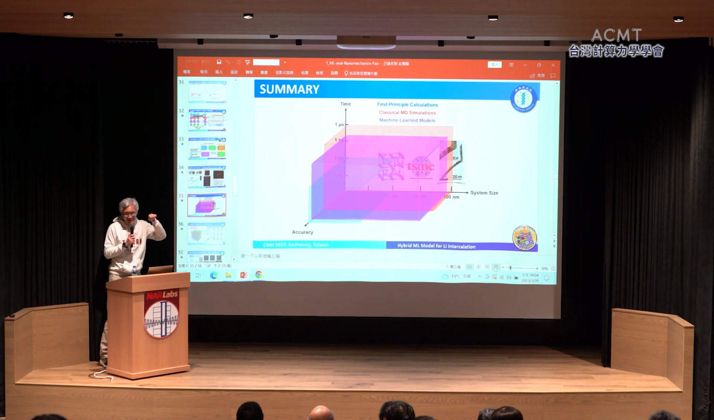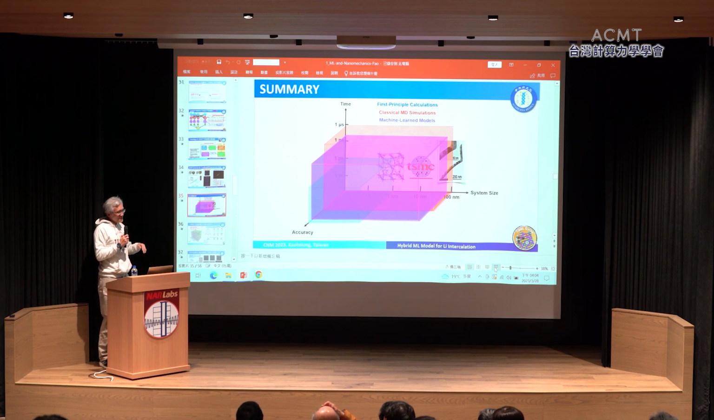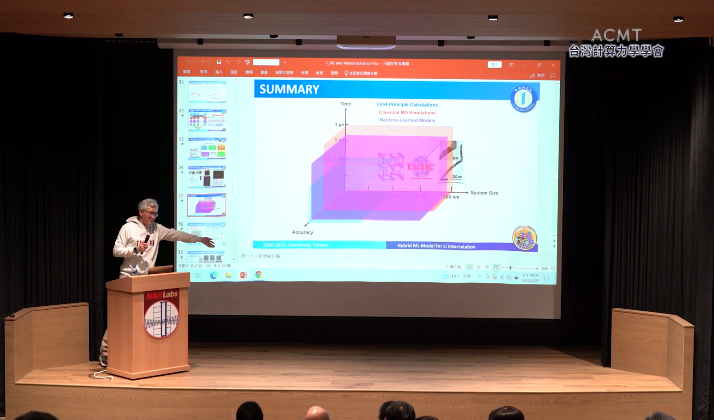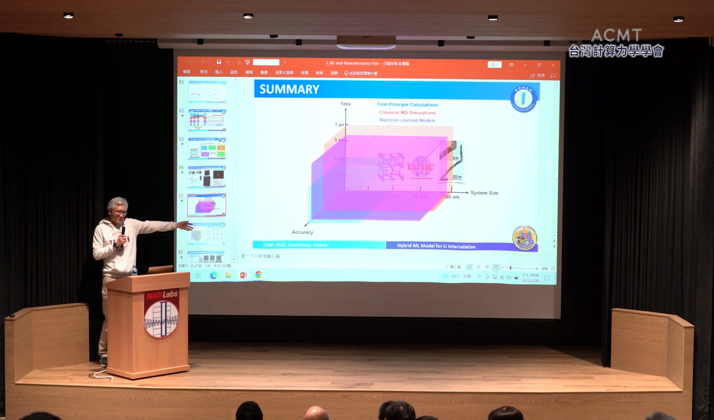This is just empirical, because I think machine learning potential is still more complicated in terms of format. So I don't think it can be compared with that of classical MD in terms of system size as well as simulation time. Because for classical MD simulation, once they just throw out the Lennard-Jones potential, then nobody can compete.